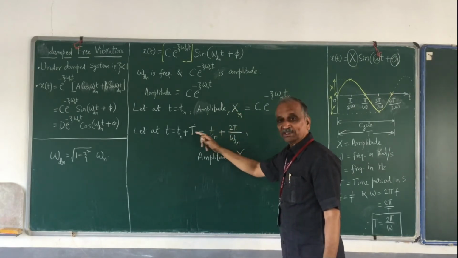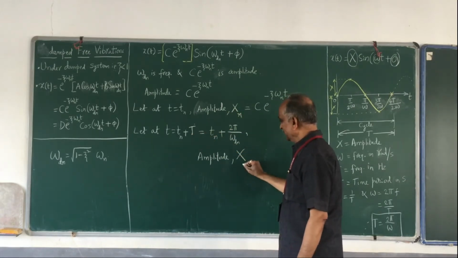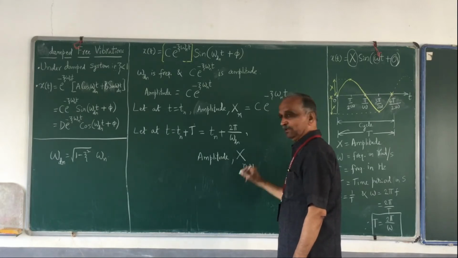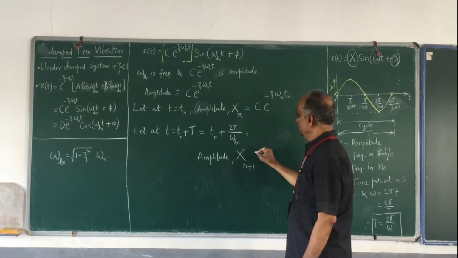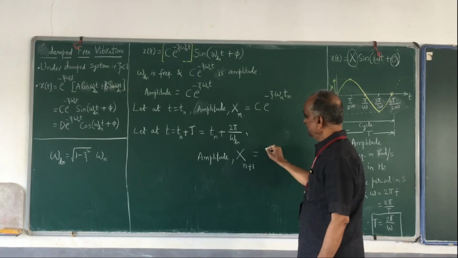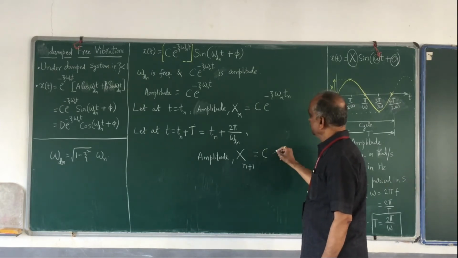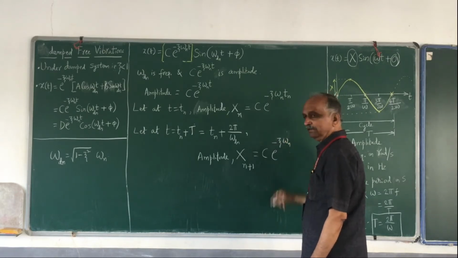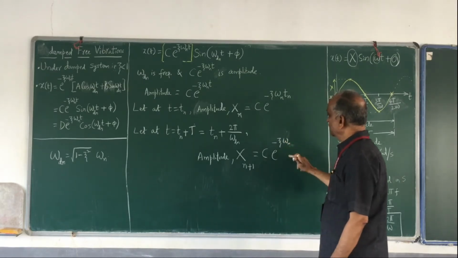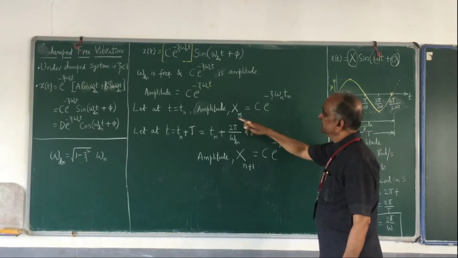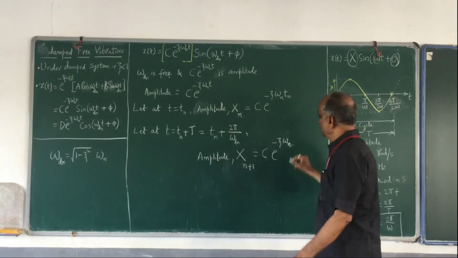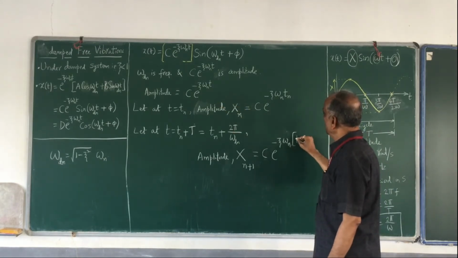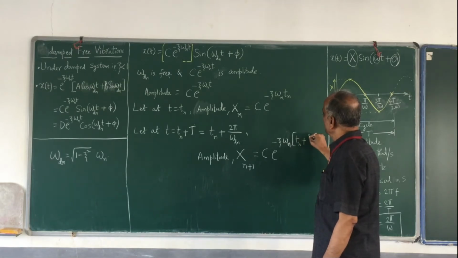So now one more cycle has happened, so I can call this x n plus 1. So this is equal to c as it is into e raised to minus zeta into omega n into, what is t now? I am substituting. t is equal to tn plus 2 pi divided by omega dn.